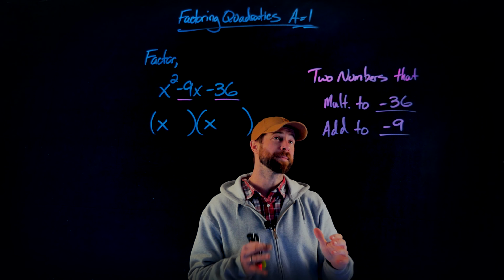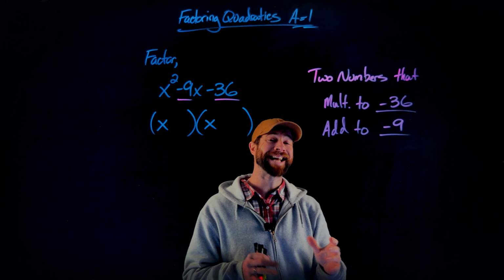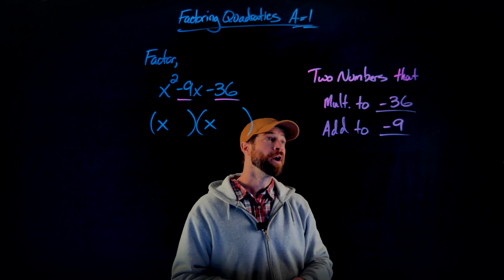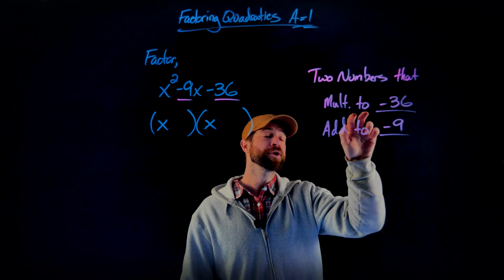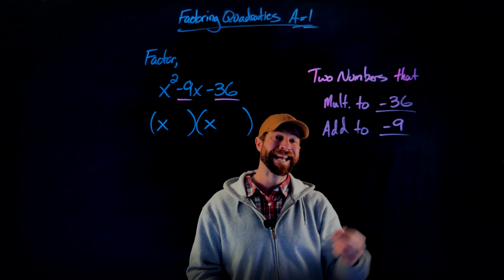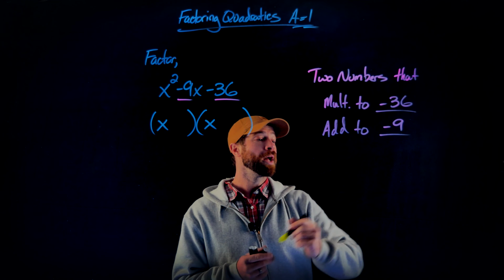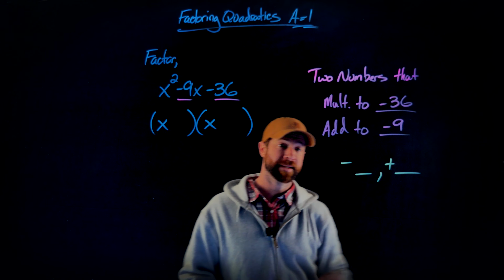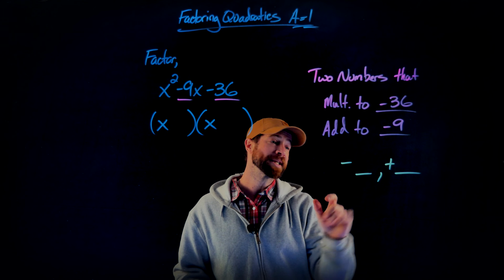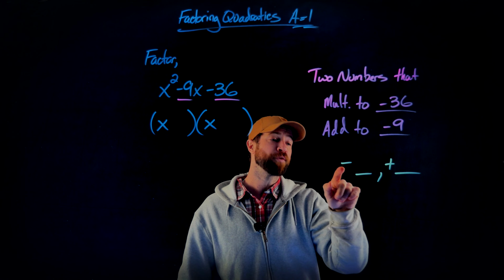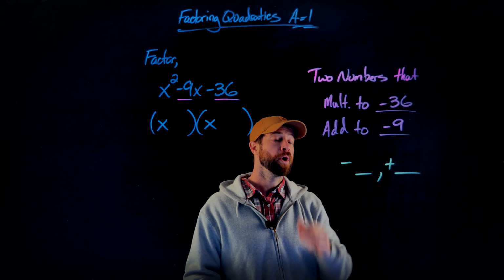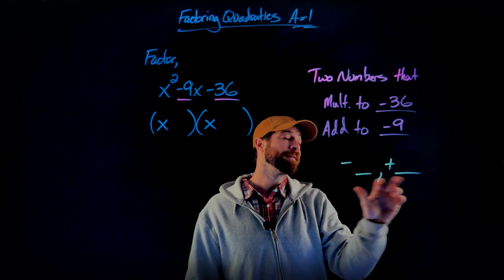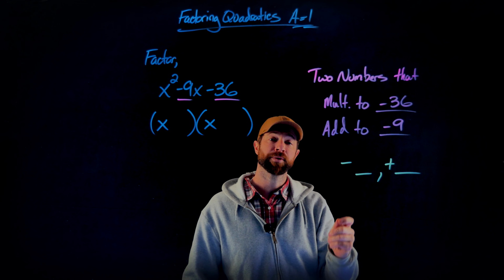When we're looking for two numbers that multiply to be negative 36 and add to negative 9, there's a lot of different tricks that we can use to make this easier on ourselves. First and foremost, if we have two numbers that multiply to be a negative 36, we know that one of those numbers must be a negative and the other one must be a positive. That's the only way to get two integers that multiply to be a negative number, if one is negative and one is positive. We also know that if they add to be a negative number, the negative of these two must have the greater absolute value.